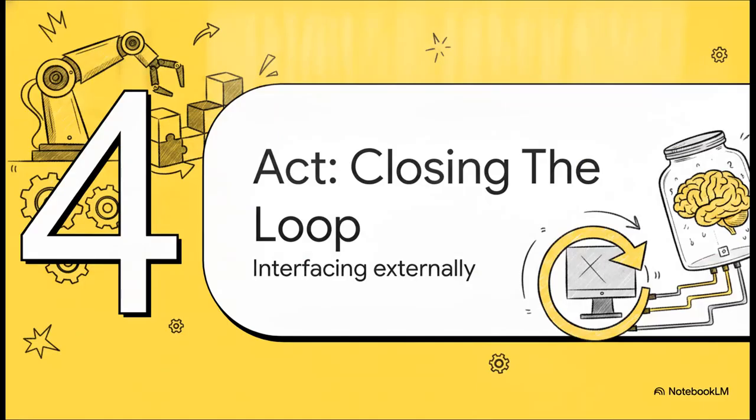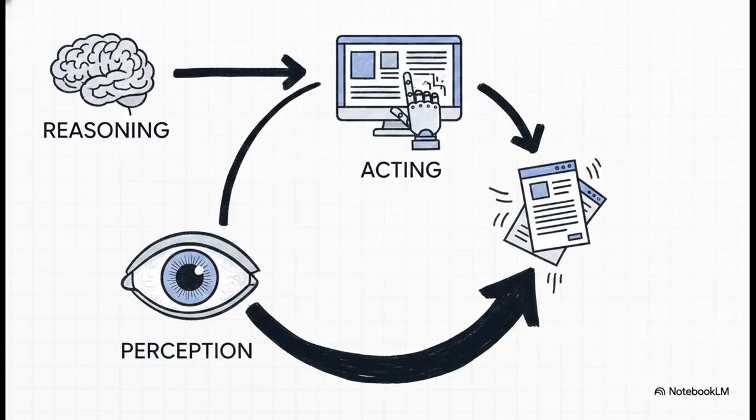And that next physical move takes us to act, closing the loop and interfacing with the external world. Without action, an AI is really just a brain in a jar. Action is how that internal reasoning gets translated into an external operation to interface with the world. So the crucial point is this: the loop closes when the result of an action becomes the system's very next perception. Let that sink in for a second.